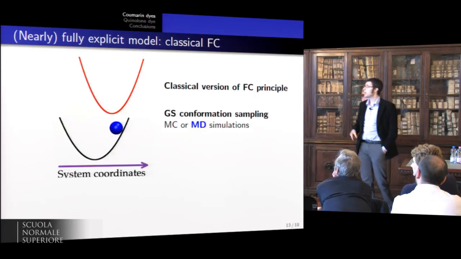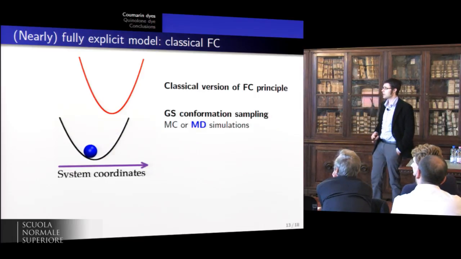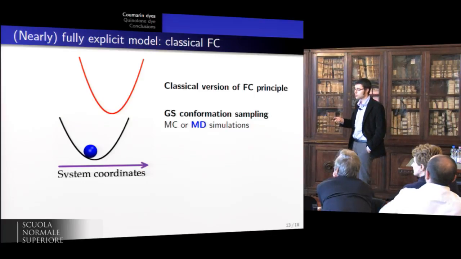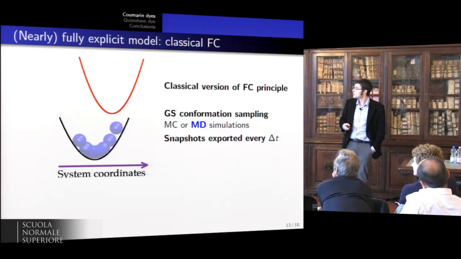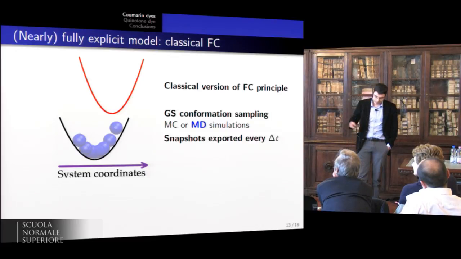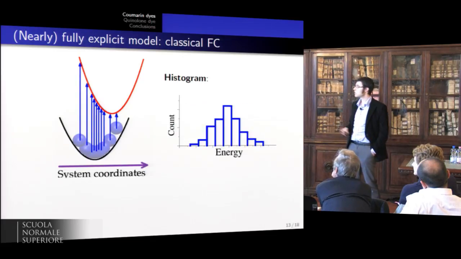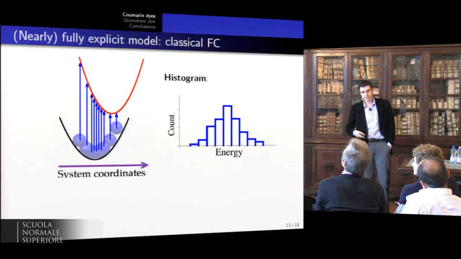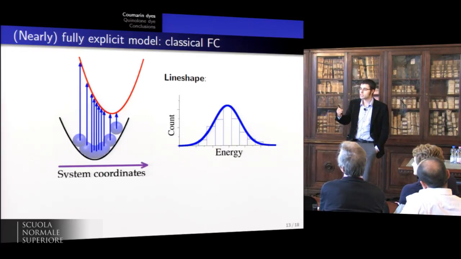So we had sampling of the ground state. We had done a molecular dynamics simulation around the ground state in order to generate an ensemble. So we take some snapshots along the dynamics, and for each snapshot we compute the vertical energy. We have a histogram, and that's the histogram that we directly relate with the spectrum.